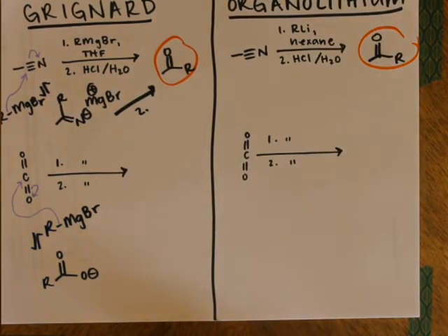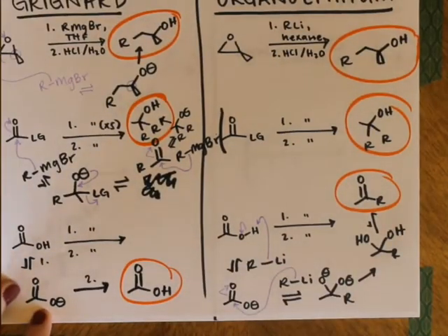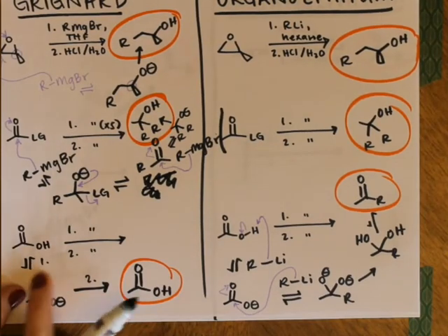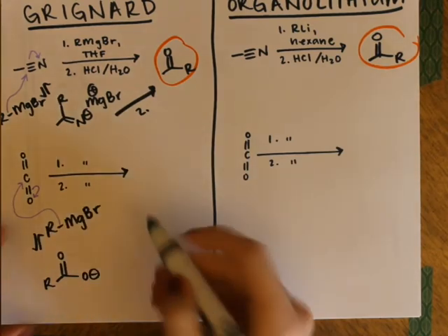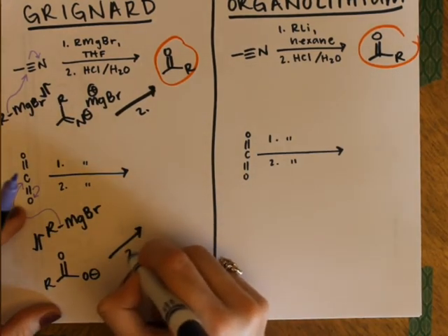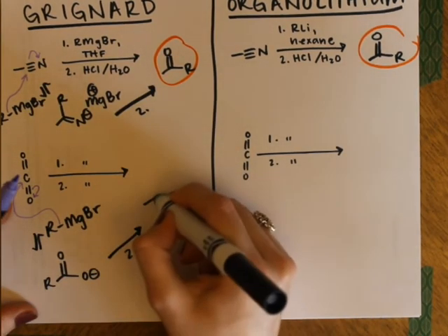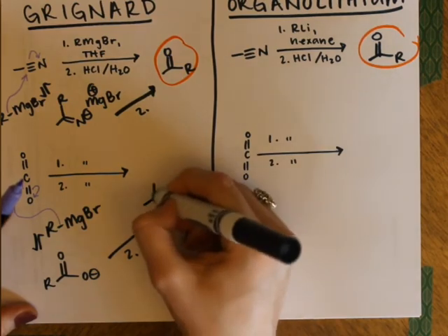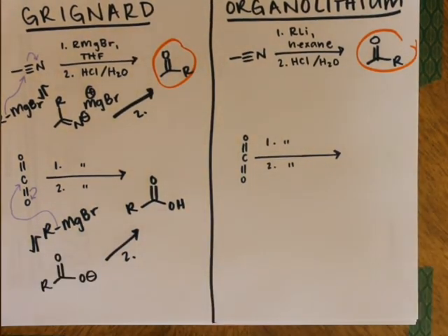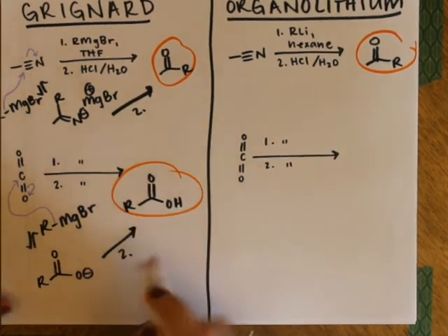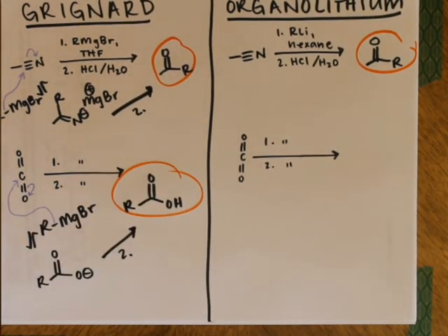What's this look like? This looks like the product of this first step right here, which we said we could not react any further when we're working with a Grignard. And so the second step, when we add water and HCl, we're just going to end up making a carboxylic acid. So this is a quick and easy way to make carboxylic acids using a Grignard. We just react it with CO2 instead.